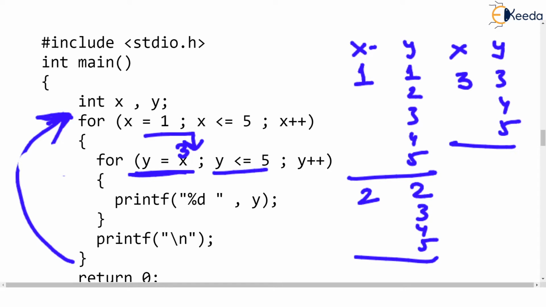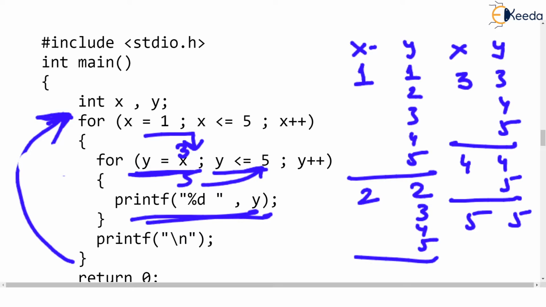Next time x will become 4. So y will be 4, 5. And last time x will become 5. Notice if x becomes 5, y will begin with 5 and go up to 5. And what are we doing? We are just printing the values of y. We are just printing this y.